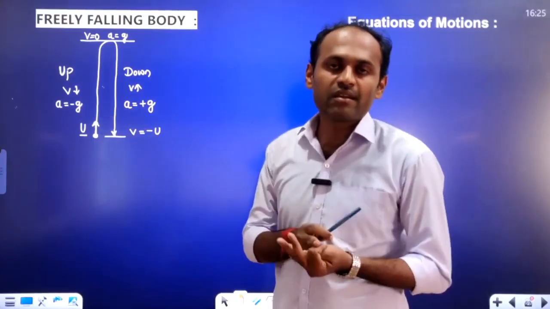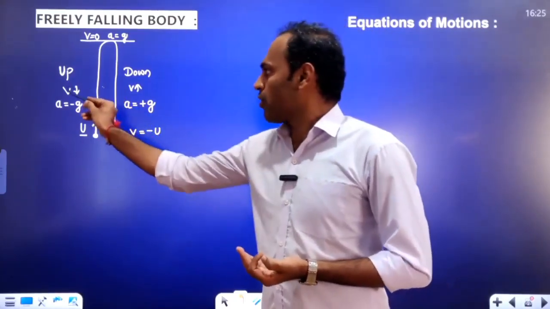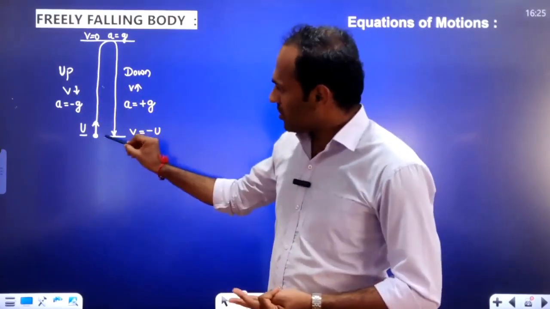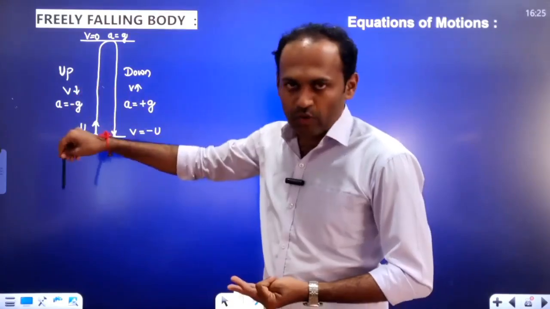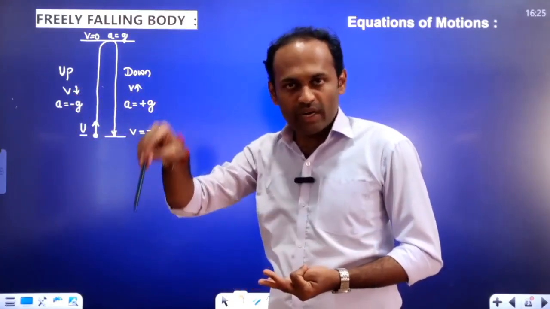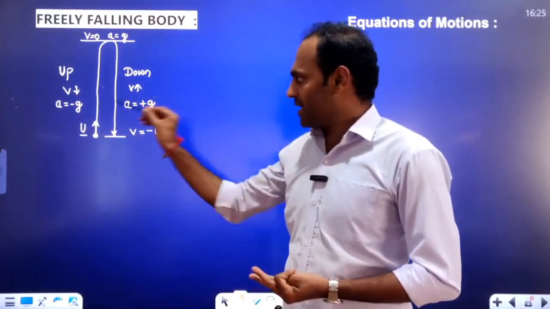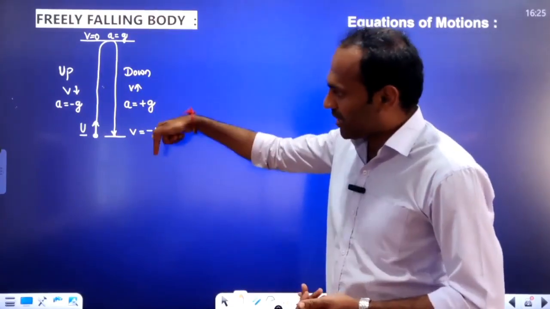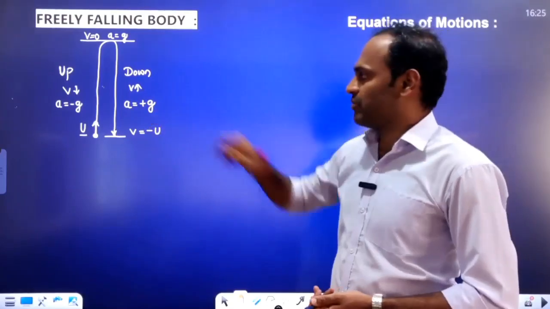This is the second reason. The first reason was that the magnitude of velocity was decreasing. That's why g is negative. Second reason is that velocity is in the upward direction, and acceleration due to gravity will always be in the downward direction. That's why they are opposite, and hence it is minus g. In the reverse case, u and v are in the same direction, and g is also in the same direction. That's why it is plus.